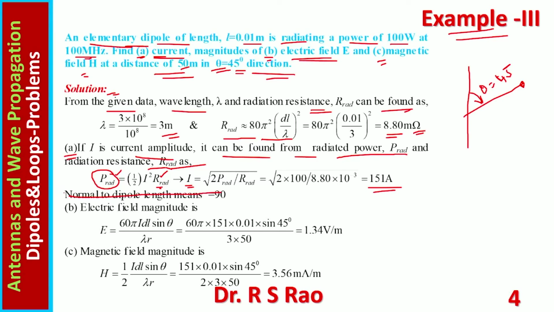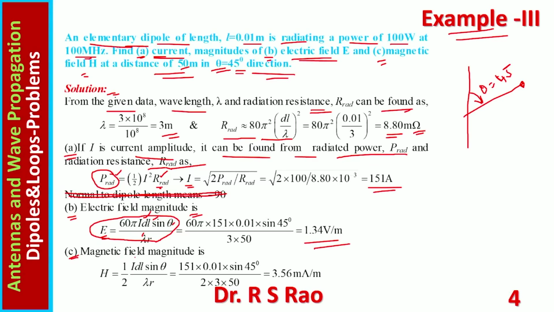B part. Electric field magnitude. It can be determined using the formula E equal to 60 pi I dl sin theta by lambda r. This is the expression for a radiation field due to elementary dipole radiation. I is available, dl is available, theta is given as 45 degrees, lambda wavelength is available, distance r is available, 50 meters. Substitution gives us E as 1.34 volts per meter.